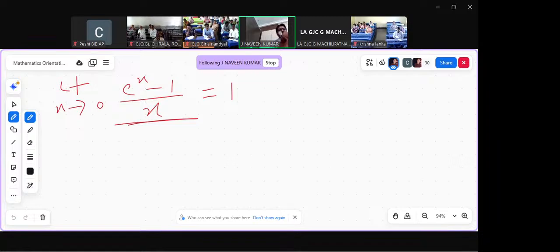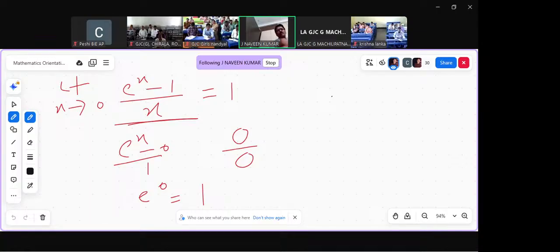That is one form. The other one is, if you substitute 0 in this, it is in the form of 0 by 0. So whenever 0 by 0 is there, simply you can apply L'Hospital rule. The derivative of e power x is e power x, and the constant's derivative is 0, x's derivative is 1, e power 0, the answer is 1. Simply.